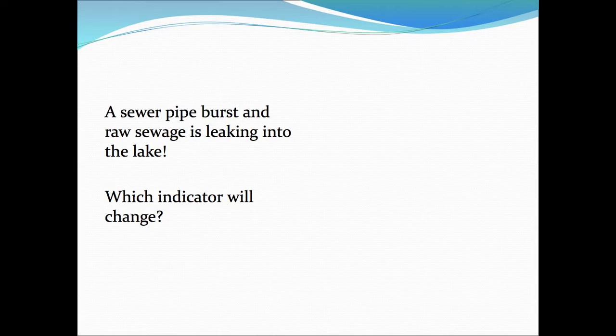All right, so things that might change. You might have said turbidity because you're adding stuff. You're adding stuff that's murking up the water, that's making it dirty looking. Dissolved oxygen can change because that sewage is going to decrease the dissolved oxygen. And yeah, those two. So if you said those two, good job.